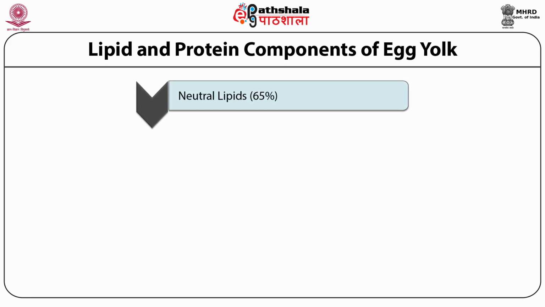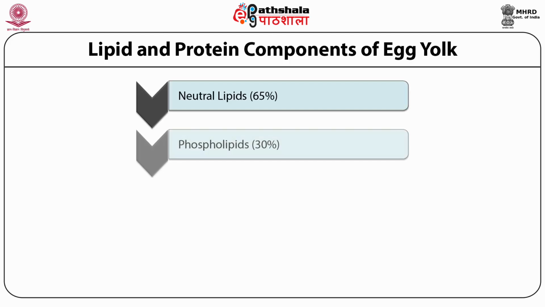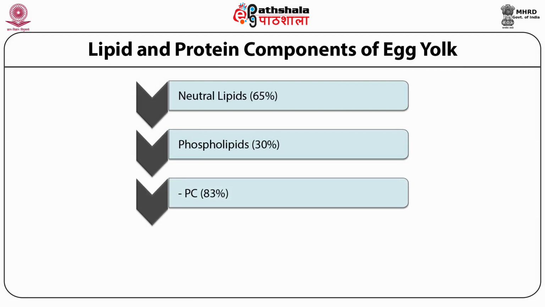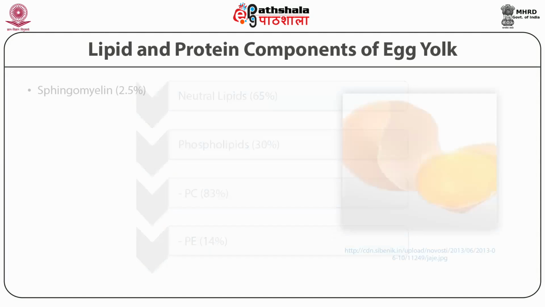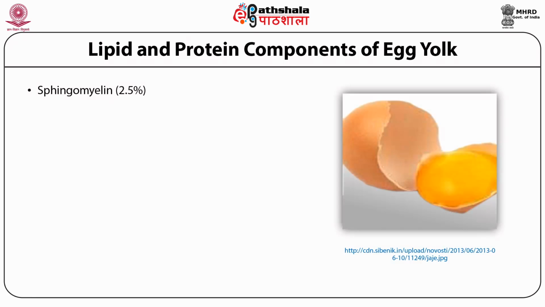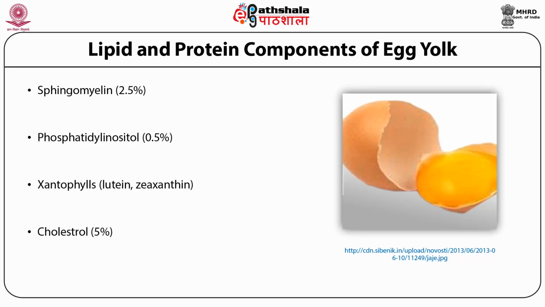Egg contains neutral lipids, which is 65%, and phospholipids 30%, of which PC is 83% and PE 14%. Sphingomyelin 2.5%, phosphatidylinositol 0.5%, xanthophylls, that is lutein and zeaxanthin, and cholesterol 5%.